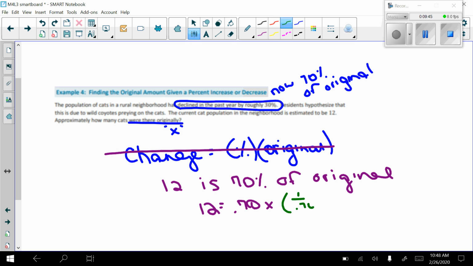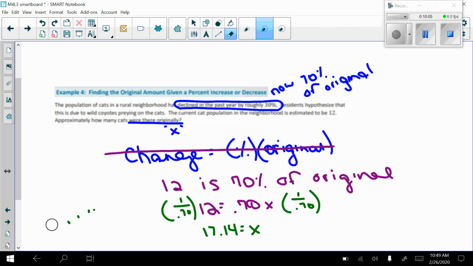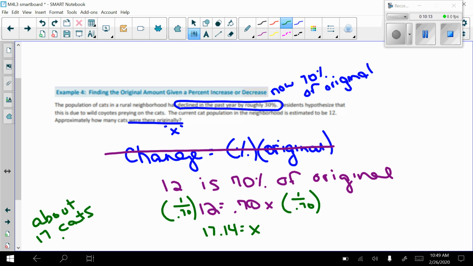1 over 0.70, 1 over 0.70, and, oh, this is a weird number in the calculator, isn't it? I'm going to round to 17.14 equals x. So about 17%, sorry, it's not a percent, about 17 cats originally. And do you ever really know how many cats are in the neighborhood? How big is the neighborhood? How many cats come and go? And especially those of us that live out in the woods, we have extra cats, don't we?